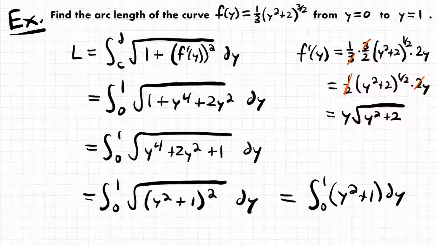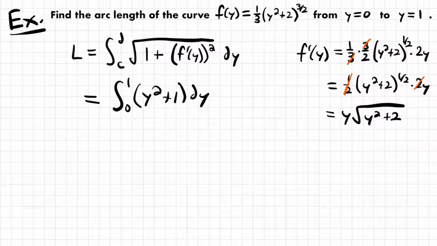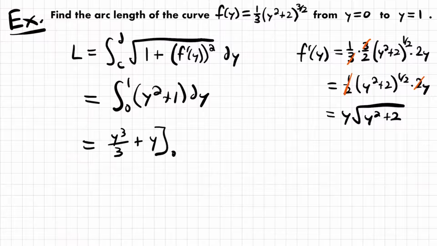And so now if I clean up my work, we can solve this integral, which is a pretty simple one now. We'll have that this is equal to the integral of y squared, which is going to be y cubed divided by 3, plus the integral of 1, which is just y, and that will be evaluated from 0 to 1.